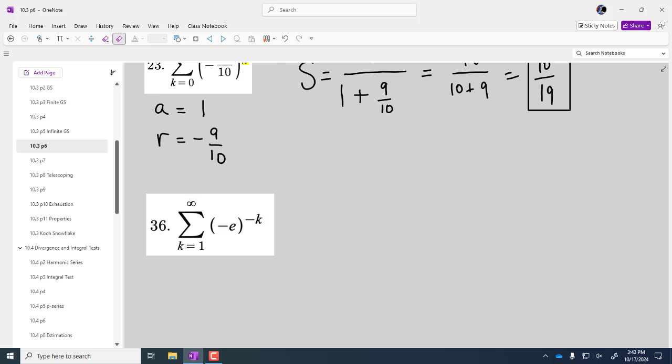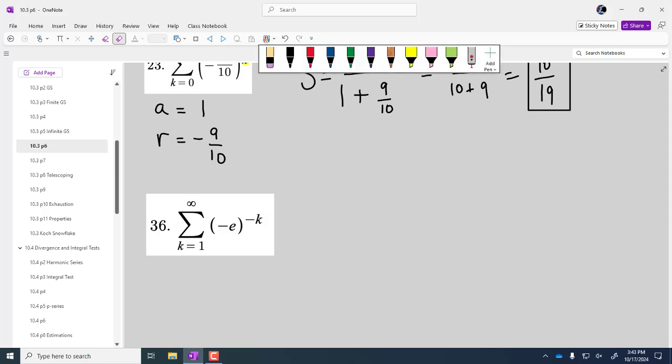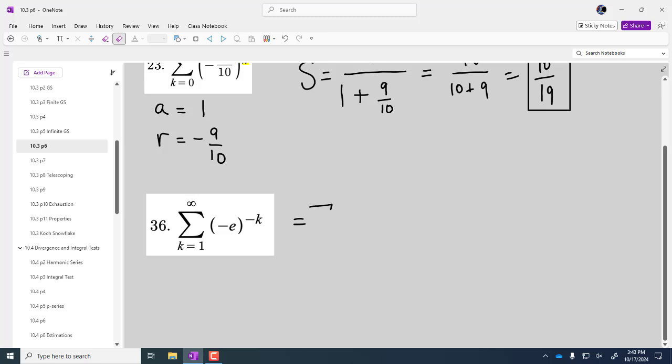What's your R value? Negative e? Or it'd be e, if K is positive. So we want to rewrite this. Here's going to be your rewriting step. You want R to be negative, so it's going to be just a K in that exponent position. That's how you rewrite it. You want to get rid of that negative exponent because you want the power to be just k.